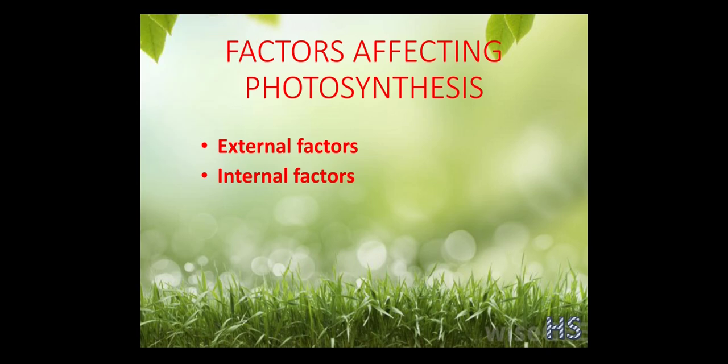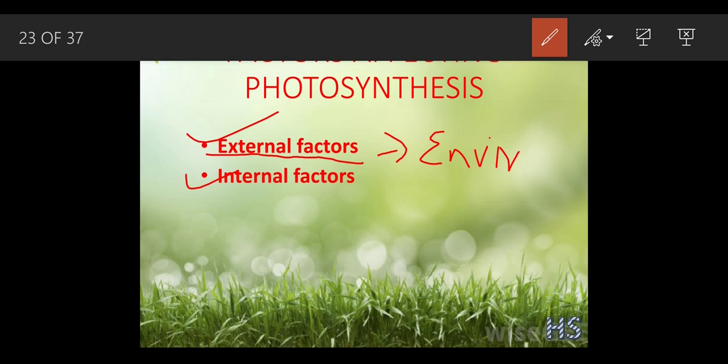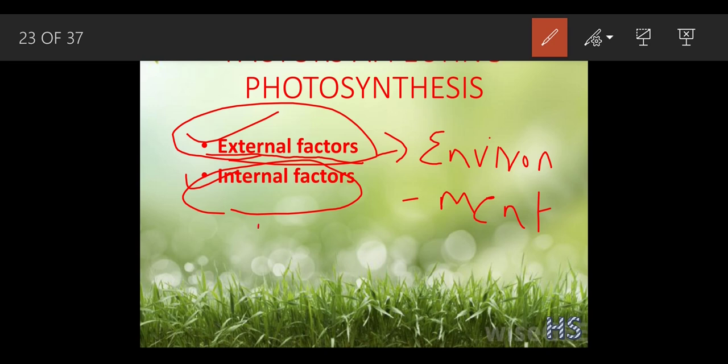Now we are going to learn what are the factors that affect the rate of photosynthesis. There are two types of factors: external factors and internal factors. First, we will understand what we mean by external factors. External factors are those factors which relate to the environmental part. Environment plays an important role in external factors. Internal factors mean inside the plant, inside the leaf.